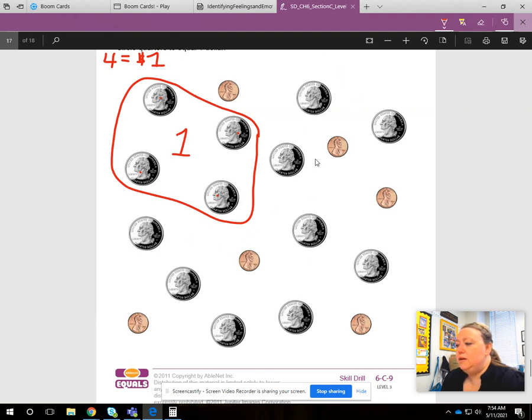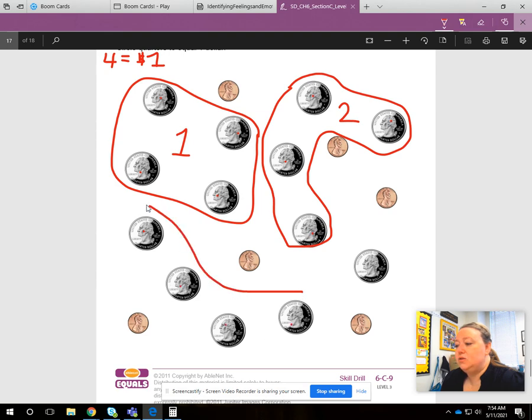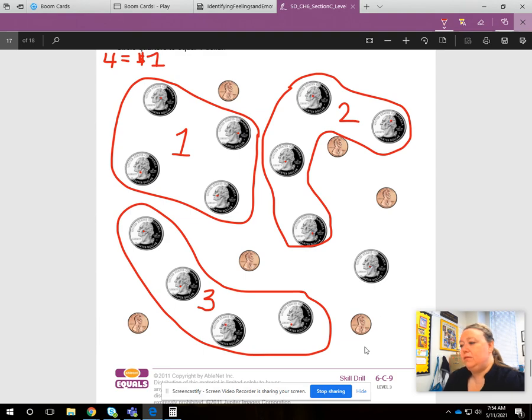Over here, it looks like we have 1, 2, 3, and 4. So that's 1, 2, 3, 4 quarters. So that's $2 we have at least. Then we're going to try to circle another 4. So here's 1, 2, 3, 4. We can circle those. That gives us $3. And then there's just one left over.